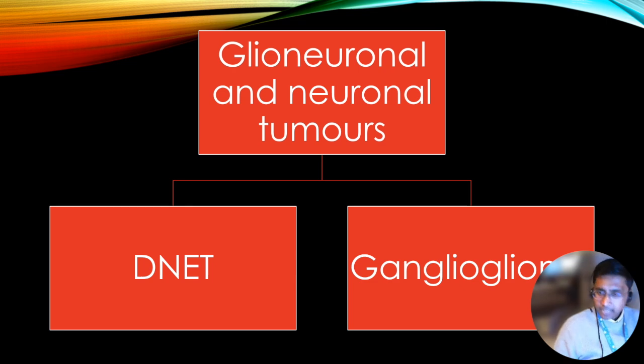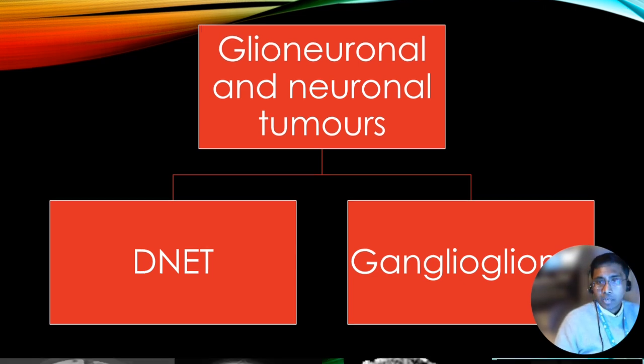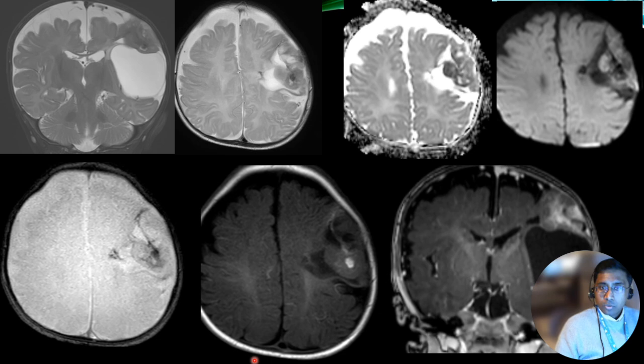The two typical examples of the same are DNETs and gangliomas. So this was a very young child who came with complaints of headache again. You can see that there is a large cystic mass in the left frontotemporal region, and on T2 itself it's quite heterogeneous. There are some dark areas within the mass, and it is showing some degree of diffusion restriction, as you can see in the ADC values.